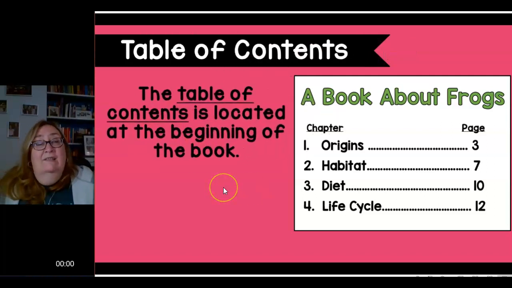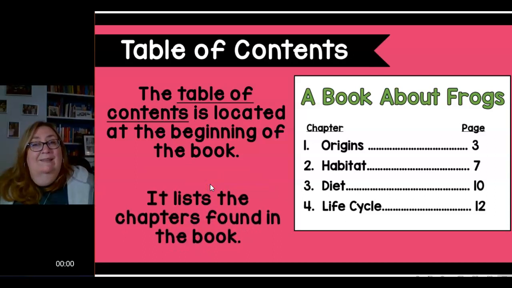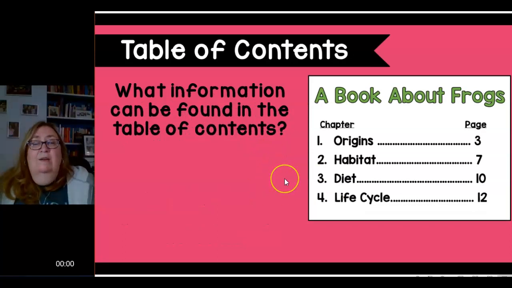The table of contents is located also at the beginning of the book. You'll often find it almost immediately after the title page. They actually sometimes put in a few blank pages, but then you'll get to the table of contents. Table of contents. It lists the chapters that you find in the book. So we're still continuing with the same book. Here's the list of chapters. So tell me, what information can be found in the table of contents? Pause this video and go answer that question.